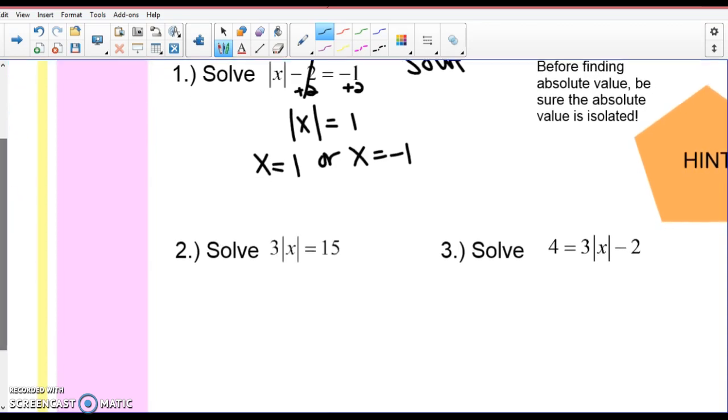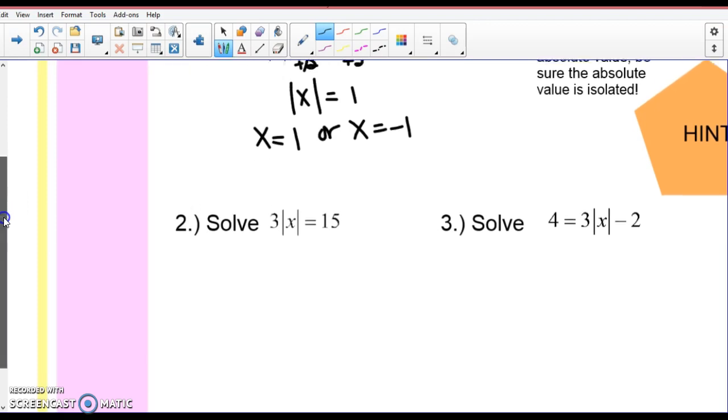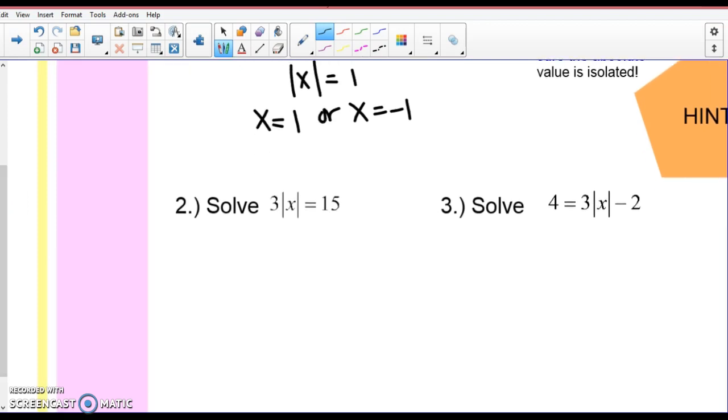So, what do I do first in this problem? Lauren. Divide both sides by 3 because we need to isolate the absolute value. Get it in a row. So divide by 3, divide by 3. So the absolute value of x equals 5.